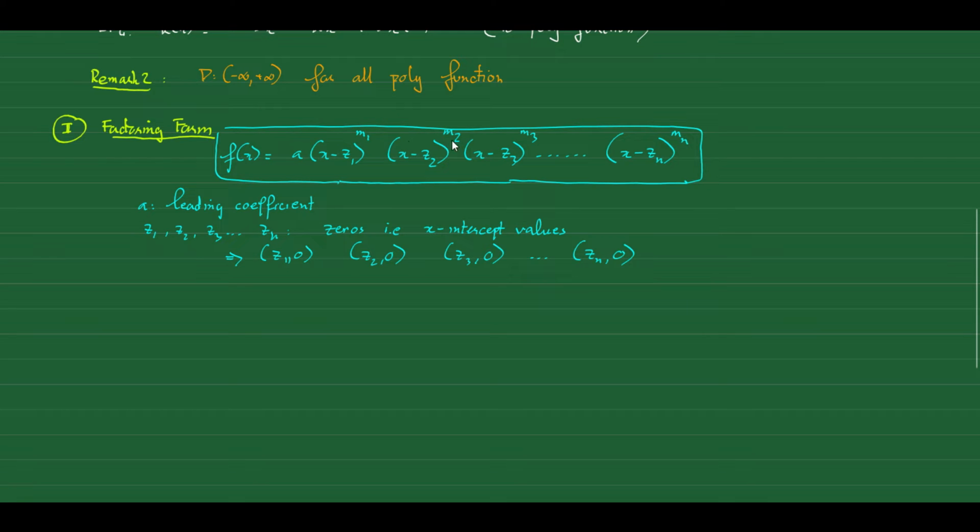Now m1, m2, m3 over here. What do we call these? Does anyone remember? I don't know if I ever mentioned this. I'm sorry. So m1, m2, m3 over here we call the multiplicity. I never mentioned this before. Multiplicity.